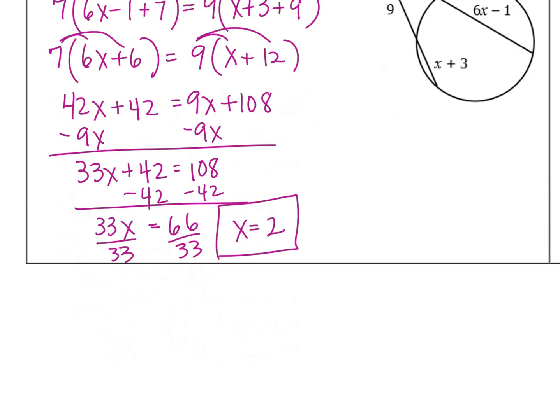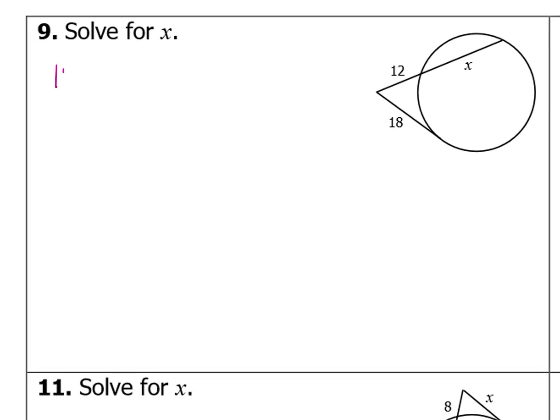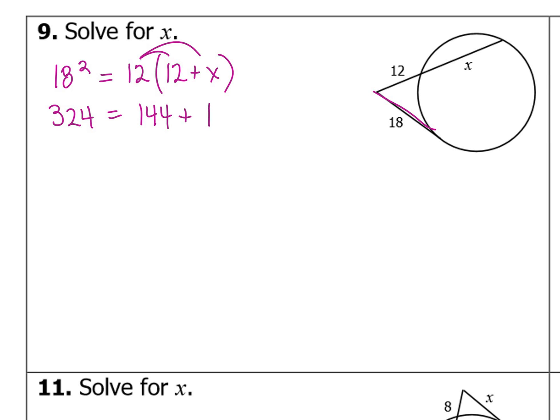Number 9. All right, so I have one tangent and one secant. And that relationship then is 18 squared equals, so this side, the tangent squared, equals 12 times 12 plus x. Okay, 18 squared is 324. 12 times 12 is 144. 12 times x is 12x.